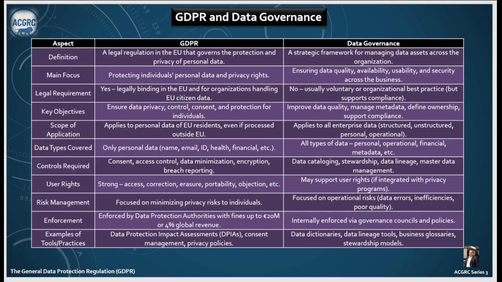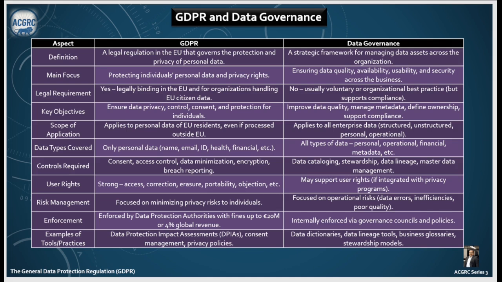From a user rights perspective, GDPR requires strong rights of access, correction, erasure, portability, objection, etc. But from a data governance perspective, it may support user rights if integrated with privacy programs. From a risk management perspective, GDPR focuses on minimizing privacy risk to individuals. But data governance is focused on operational risk, which is data errors, inefficiency, and poor quality. From an enforcement perspective, GDPR is enforced by the Data Protection Authority with fines up to 4% of global revenue. But from a data governance perspective, it's internally enforced via governance councils and policies.